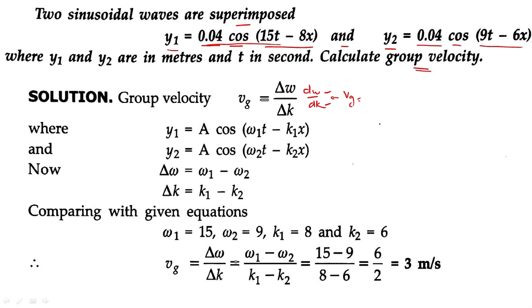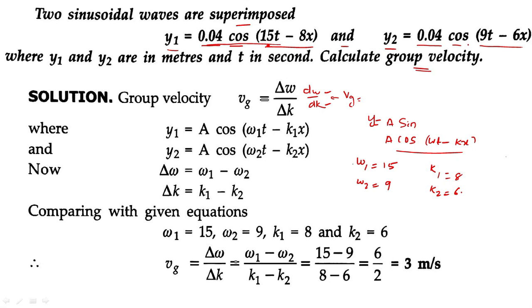Remember, the equation is y equal to A sin or A cos, both will be right: A cos of omega t minus kx. So from this equation, in the first equation omega 1 is equal to 15 and in the second equation omega 2 is equal to 90, remember, omega t. And from kx, k1 is equal to 8 and k2 is equal to 6.